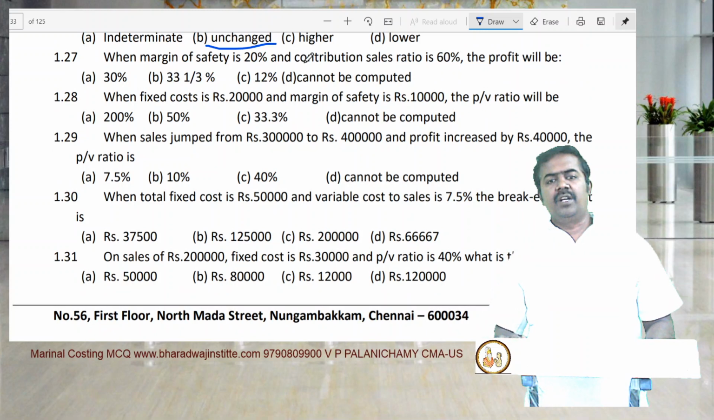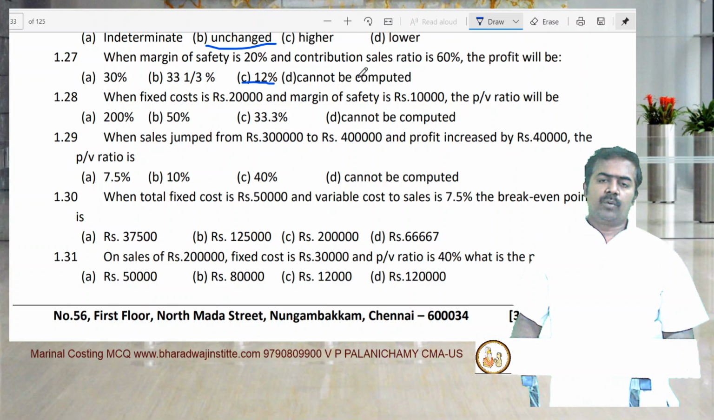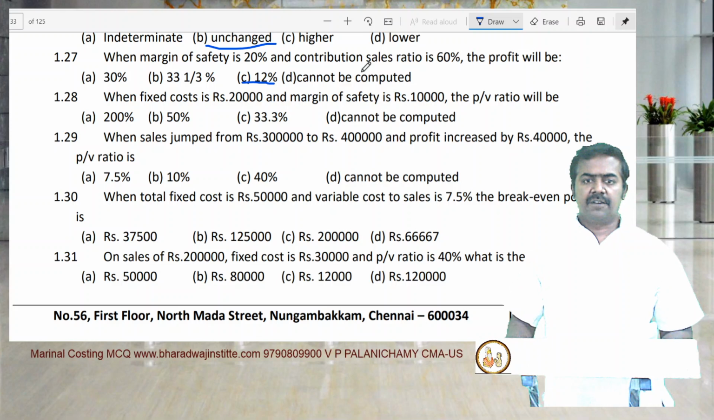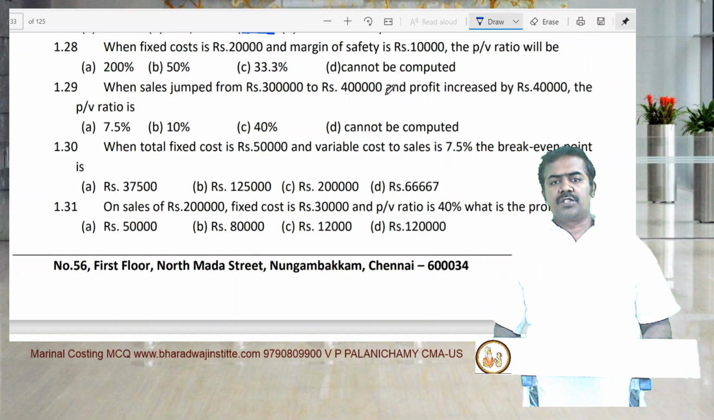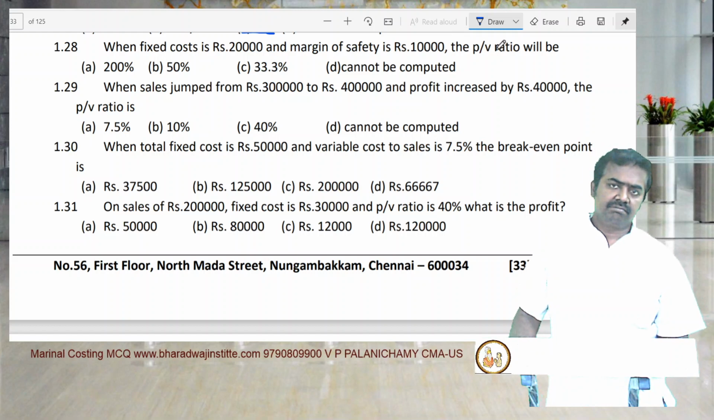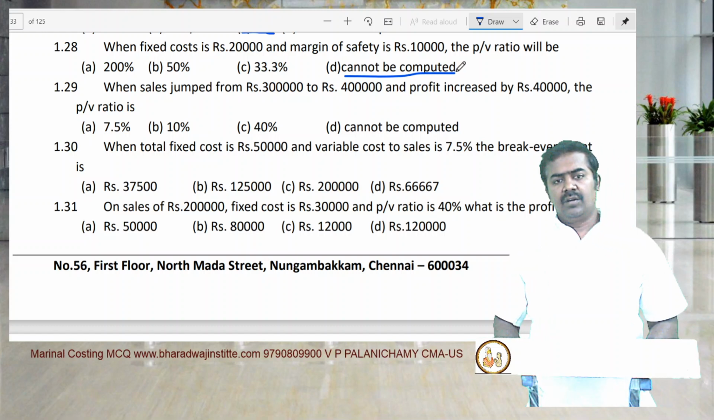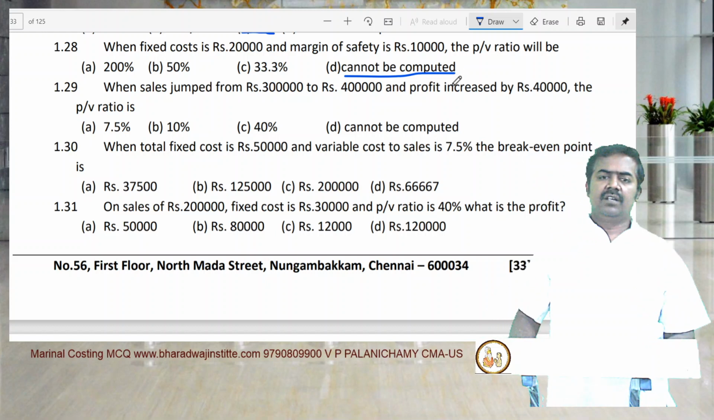When margin of safety is 20%, contribution ratio is 60%, 20 into 60%, 12%. Margin of safety into PV ratio will give us profit. When fixed cost is 20,000, margin of safety is 20%, 10,000. PV ratio cannot be computed. We want more details. We want sales or variable cost or at least contribution, something we need to find. The information is not sufficient.